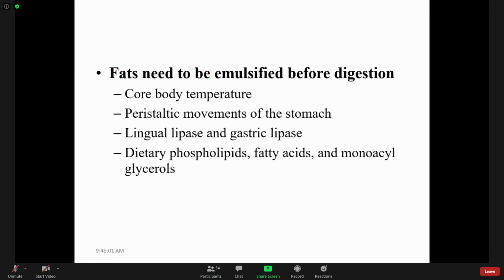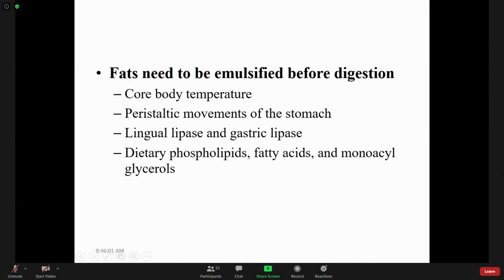For that we can imagine one experiment. If we put a drop of oil on water and shake it continuously, the oil breaks down into small droplets. Similarly, the peristaltic movements of the stomach help convert large fat globules into small droplets. Apart from that, lingual lipase and gastric lipase also aid in emulsification.